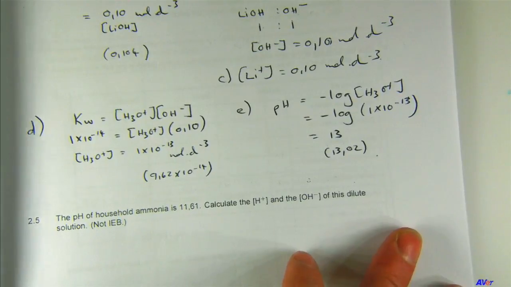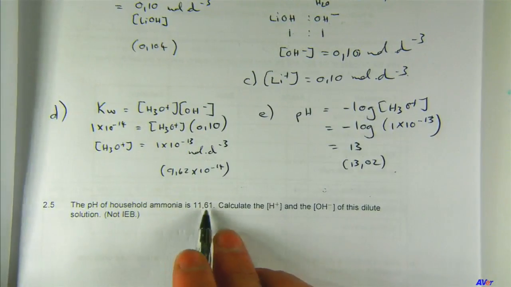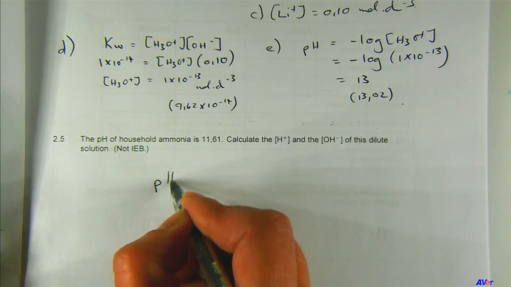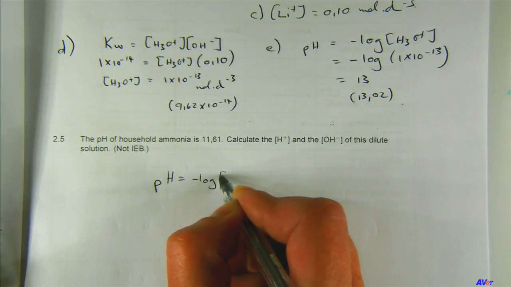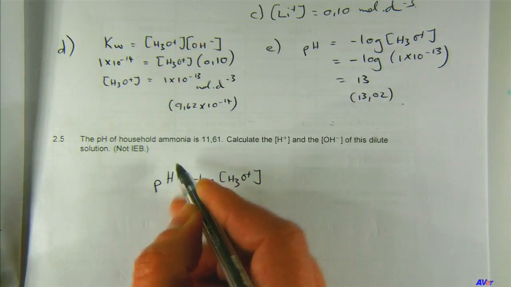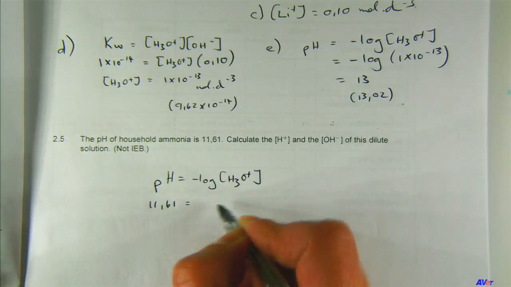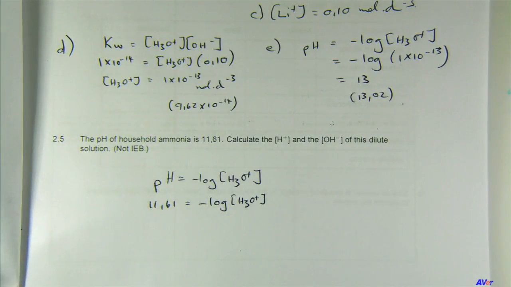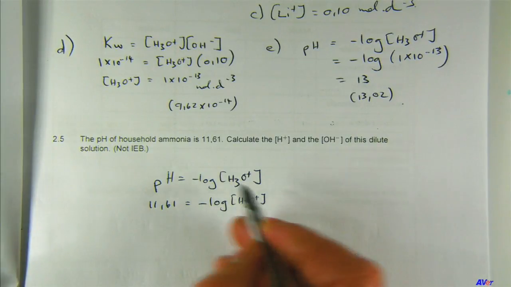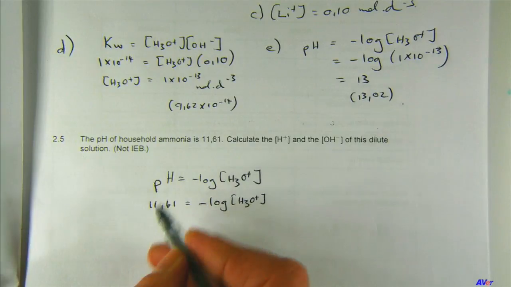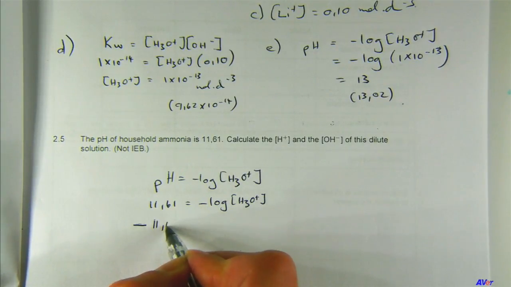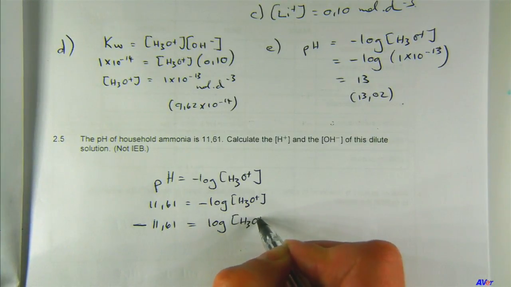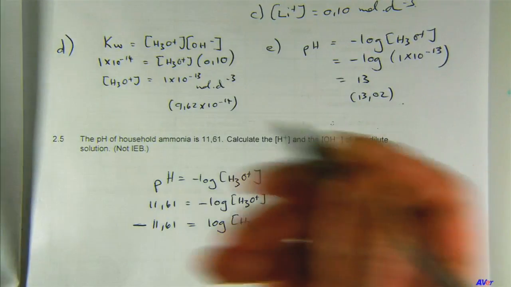Going back. Now here they give you the pH. They don't give you the concentration and ask the pH. They give the pH. So we have to move back. pH is negative the log of the H3O plus concentration. And now they give you pH. They give you that side. Okay. Now, if I want the H3O plus, the very first thing is to take the negative over to the other side. So you get negative 11.61 is equal to log H3O plus. Right, so I took the negative over.